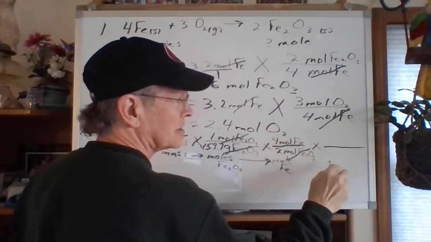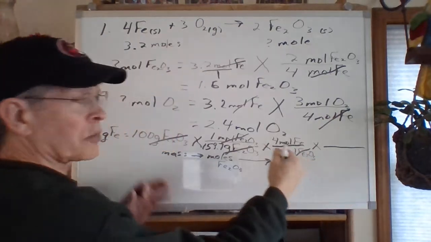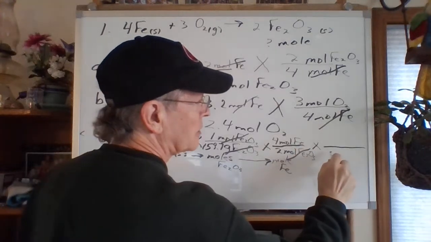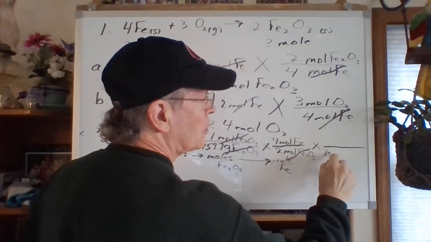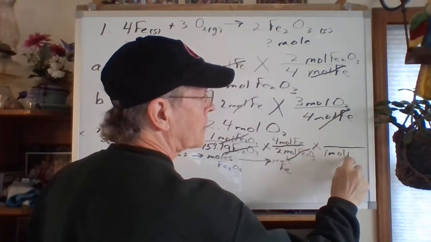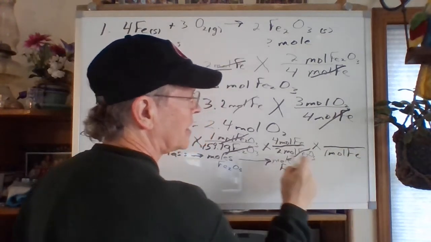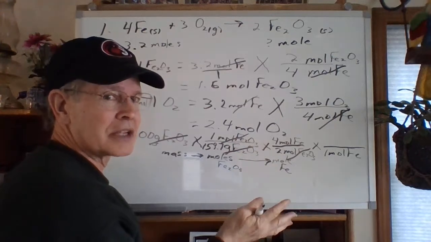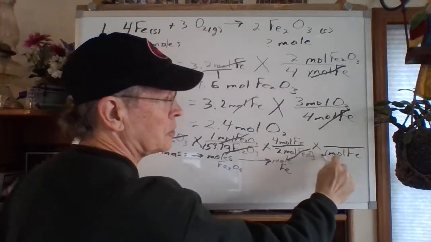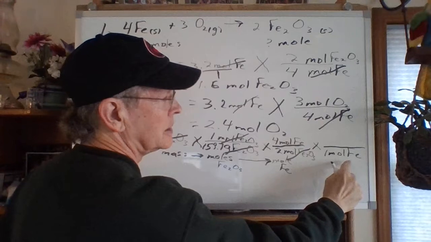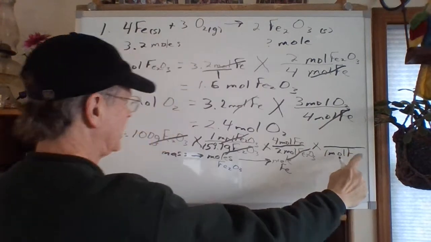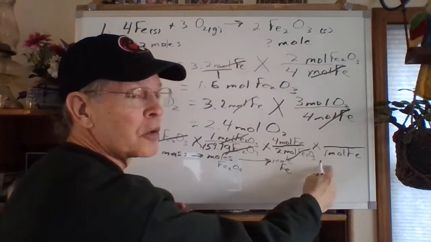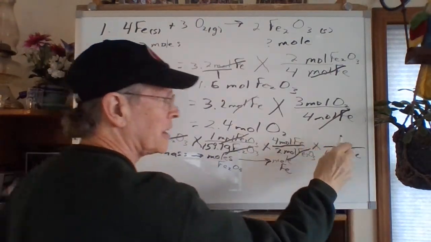So, using the same factor label method, in these long problems the factor label method comes in handy. Moles of iron goes on the bottom. 1 mole of iron. Does it have to be 4 moles of iron on the bottom? No. We're not canceling the numbers, we're just canceling the unit label. What is a mole of iron in grams of iron?